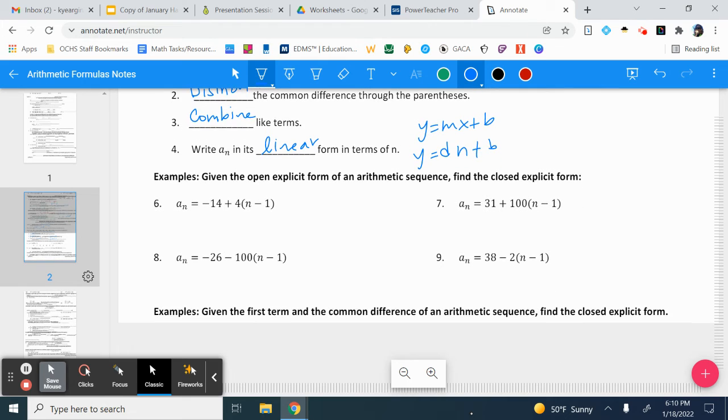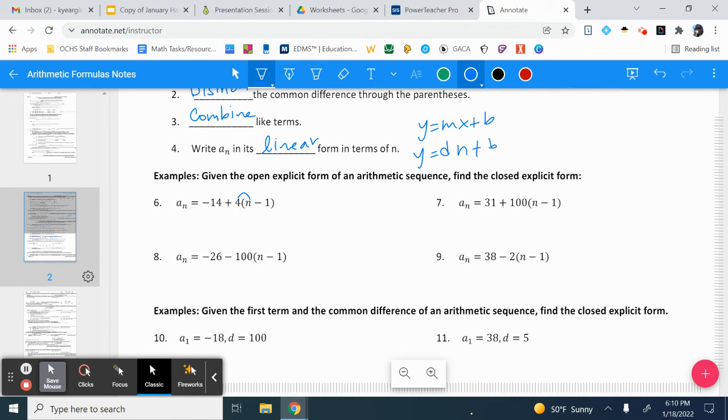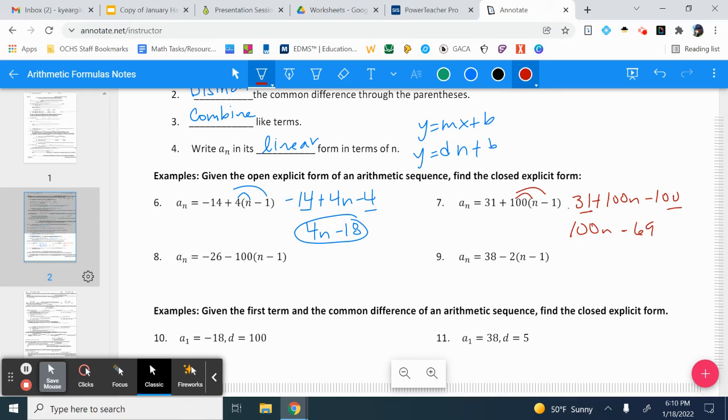So they want us to just practice closing these. We've been doing this, hopefully you remember. Negative 14 plus 4n minus 4, combine like terms. So I get 4n minus 18. For number 7, we still want to distribute. 31 plus 100n minus 100. So I get 100n, combining these like terms, minus 69.